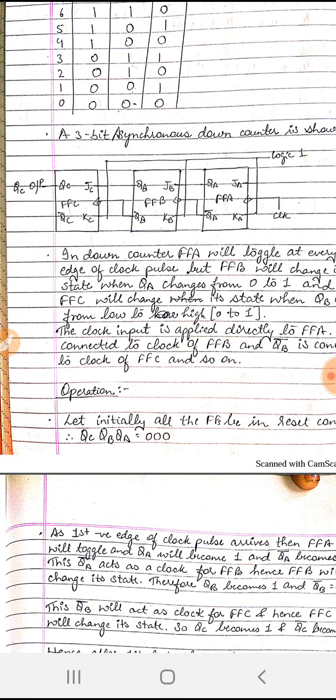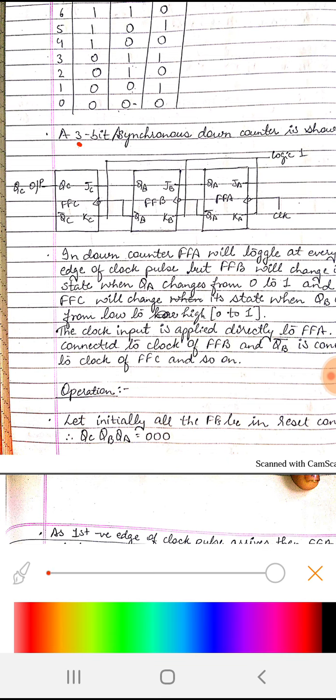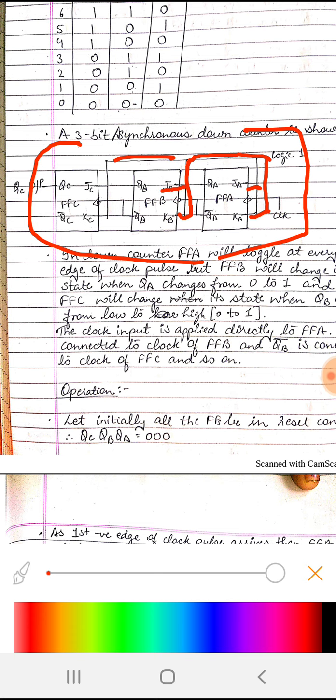So here is the down counter which I have implemented using 3 JK flip-flops, as we are required to count 3 bits. Okay, so here we can see in the diagram I have used 3 flip-flops. Logic 1 is again applied to both the inputs, as it is a JK flip-flop, which has 2 inputs. And as it is an asynchronous counter, I have applied the clock to the first flip-flop A.